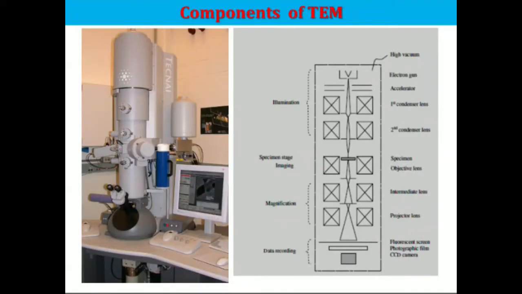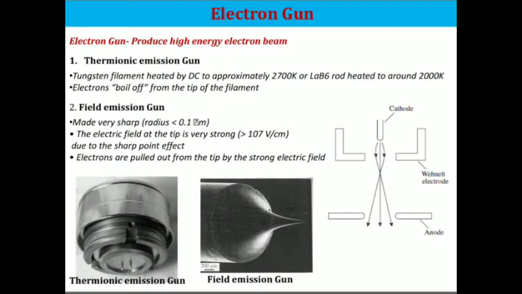Coming to the instrumentation setup, it has the following components along its optical path: electron source, condenser lens, specimen stage, objective lens and projector lens. So we can discuss each part one by one. Coming to the electron source, an electron gun is used to generate the electron beam. An electron gun generates a high energy electron beam for illumination. In the electron gun, electrons are emitted from a cathode, a solid surface, and are accelerated by high voltage to form a high energy electron beam.